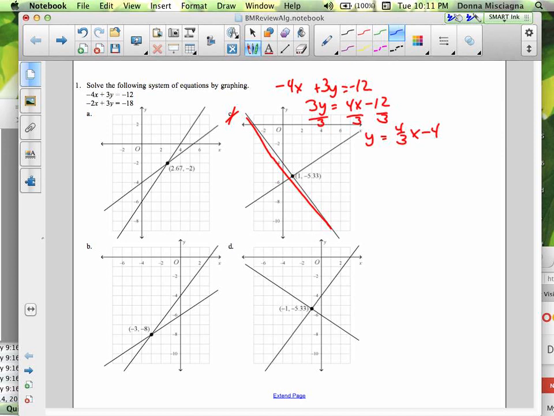All right, so we've got negative 2x plus 3y equals negative 18. Add 2x to both sides, so we have 3y.